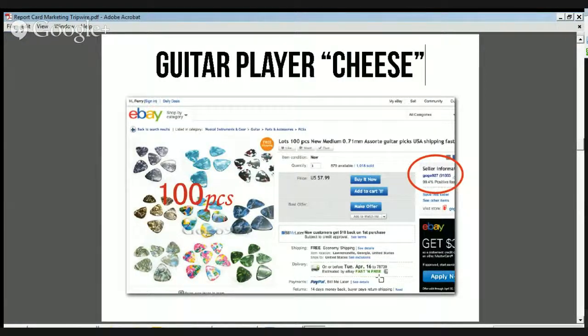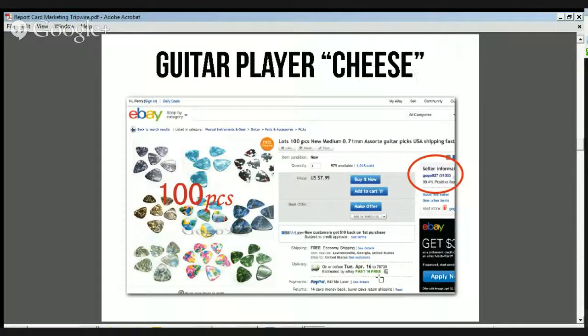So this guy says, well, look, I'm going to sell these picks at cost, or maybe even at a loss, because he knows anybody who's going to buy 100 picks is a serious guitar player. And they made their money selling vintage guitars, very expensive vintage guitars. So they used this to build the database, and then sold other guitar-related products and vintage guitars to make a fortune. So they qualified the customers, got rid of the tire kickers, got the exact ideal customer they want.